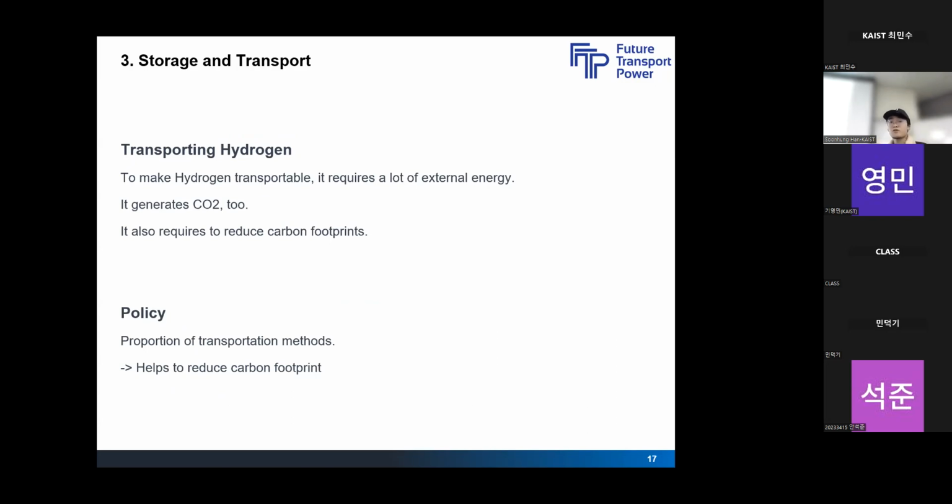Transporting hydrogen, to make hydrogen transportable, requires a lot of external energy. So again, to use energy, you always need to face a sustainability issue. We also need to think about regulation about what kind of energy we should use for transportation. And it generates CO2 as well, so it also requires reduced carbon footprints. Therefore, the policy for transport that we currently research is the proportion of transportation methods, and also helping to reduce carbon footprint. Those are the two basic policies that we would like to focus on for storage and transport.